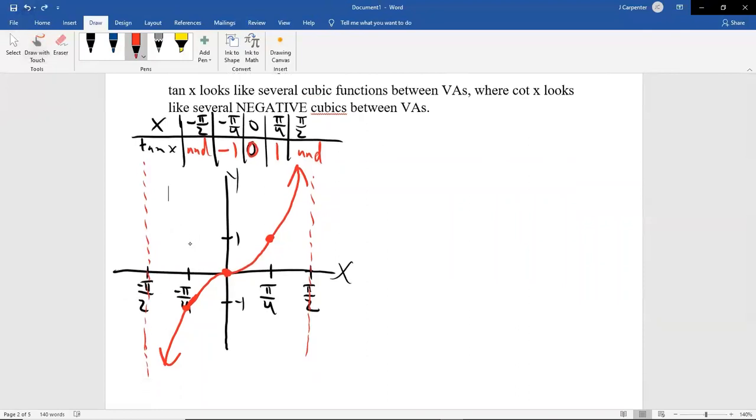Put that here. It's a very different process. All three, sine and cosine have their own process. Secant and cosecant have their own process. Tangent and cotangent have their own process.